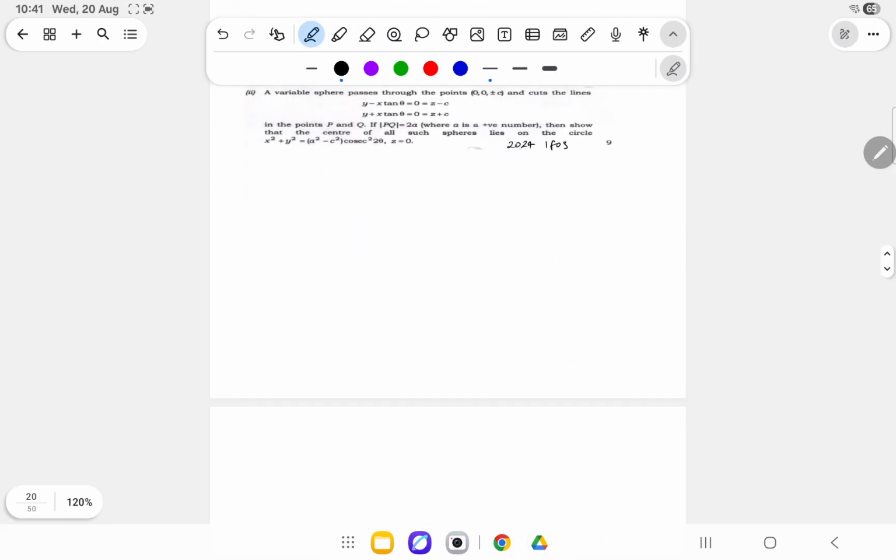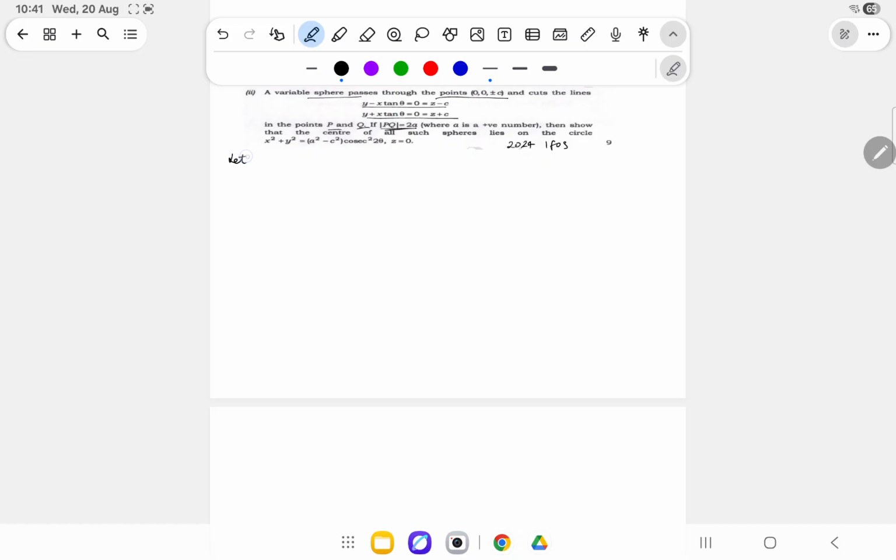So the next question is, a variable sphere passes through these points and cuts the lines this and this in points P and Q. Also they have given us the distance of line PQ, where A is a positive number. Then show that the center of all such spheres lies on this circle. Okay.